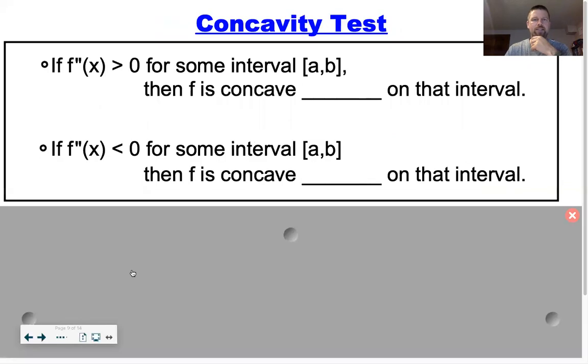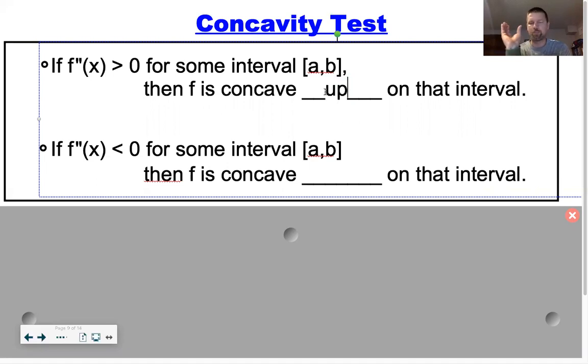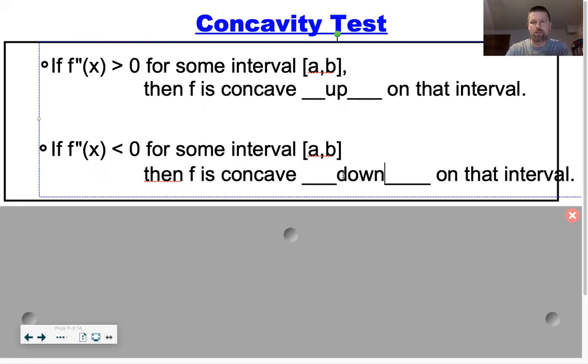All right. Next slide, concavity test. You guys should know this. It has to do with the second derivative, which tells you concavity. If the second derivative is positive, you are concave up. In other words, you've got that upward facing curve. If the second derivative is negative, you are concave down. You have a downward curve.